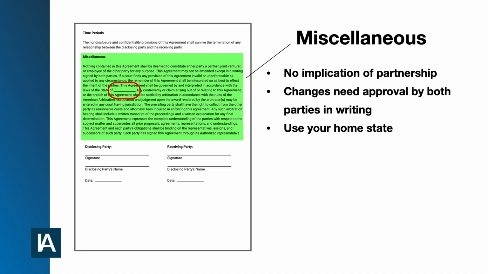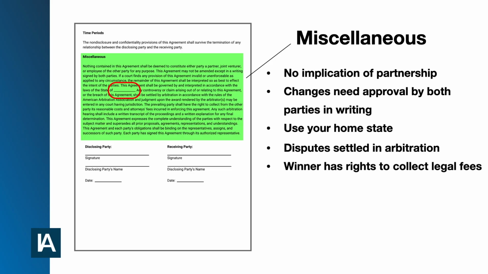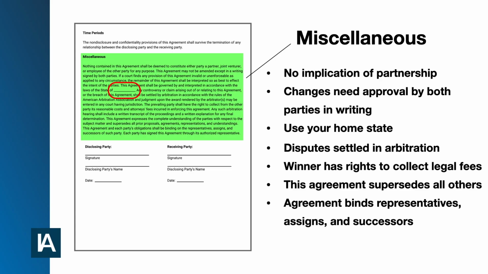Next, there's some language about arbitration. Basically, it's saying that any disagreement shall be settled through arbitration and gives the winning party the right to collect attorney's fees from the losing party. Some people prefer to take this language about arbitration out, but I choose to leave it in my NDAs because arbitration is known to be a lot less expensive and a much faster process. Next, it makes clear that this agreement basically nullifies any previous agreements you had with the receiving party. And finally, it talks about how any representatives, assigns, or successors are also bound by this agreement.